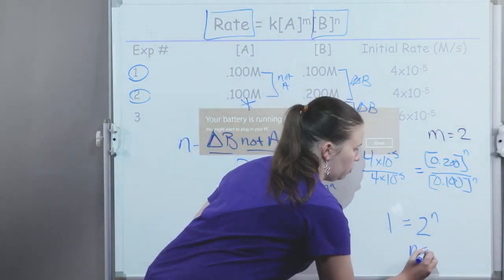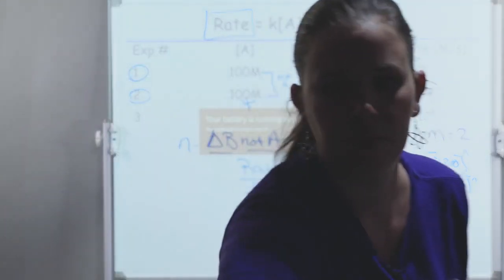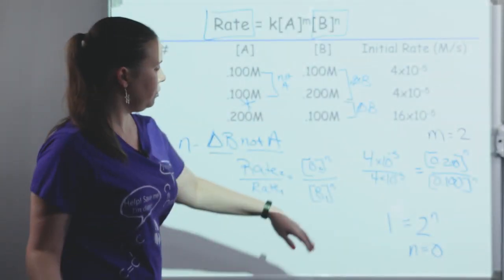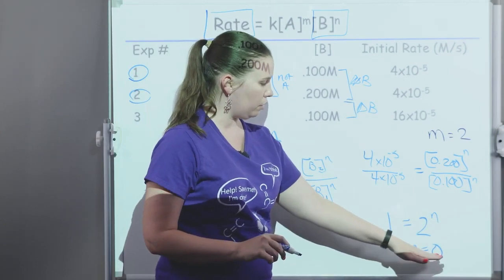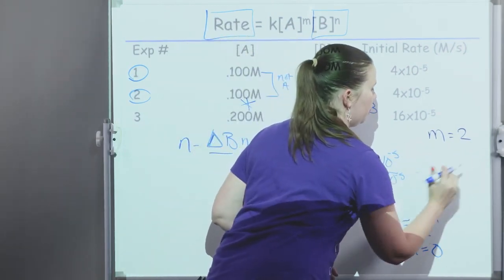The only number that will give you 1 is, see if we make it through this. The only number that gives you 1 when you raise 2 to that power is 0. Anything to the power of 0 is 1. So that means n is 0. I'm going to jot that down to the side.